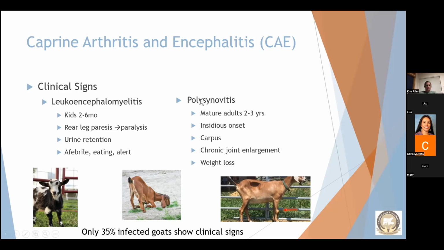In adults, usually those that are mature around 2 to 3 years, that's typically the polysynovitis, so the joint disease that we'll see. It has an insidious onset, typically affects the carpus joint, as shown by the arrow in the picture, and you'll see chronic joint enlargement, weight loss, those sorts of signs. However, only 35% of infected goats will show clinical signs, so a lot of times there might not be anything at all that you see.